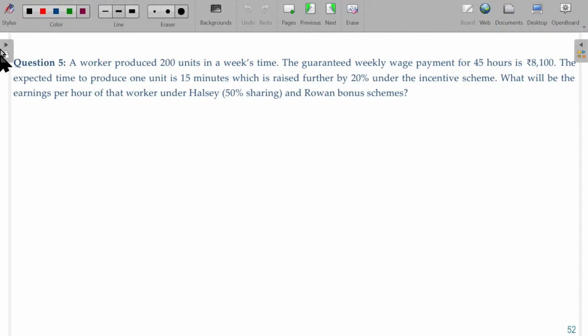Now let's see question number 5. A worker produced 200 units in a week's time. A guaranteed weekly wage payment for 45 hours is 8,100. Now, what about the hourly rate? 8,100 divided by 45, 180.